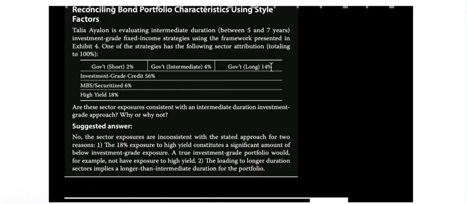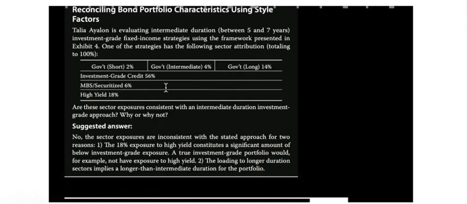And I see over here 14% from long-term government bonds, which is not intermediate term. When we say intermediate investment grade, well, government is investment grade. We have investment grade here. MBS can be investment grade, but high yield can't. And the short and the long end of the curve is not intermediate. So are you drifting from the style that you say that you have? You say you're an intermediate duration investment grade fixed income portfolio, or that's the strategy that you're following, but your return attribution tells a little bit of a different story.